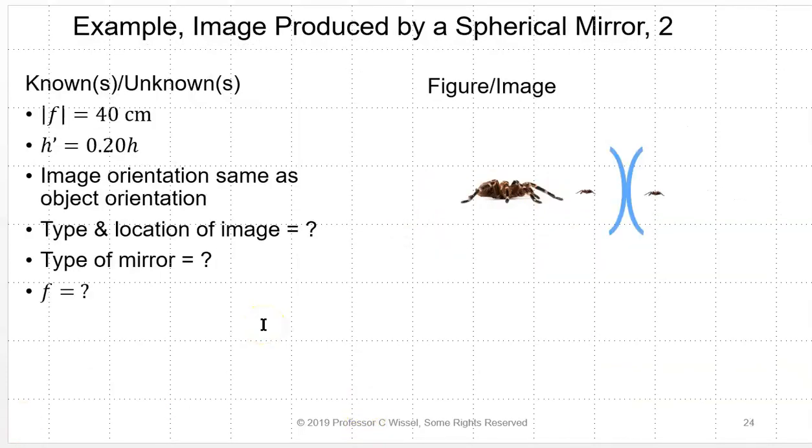So then we write down everything we know. We know the focal length is 40 centimeters. We're going to have to put a negative sign in front of that. We know that the image height is 20% of the height of the object. The image orientation is the same as the object. We need to know the type and location of the image, type of mirror, and what's the focal length. And of course, we drew this because we didn't know which type of mirror it is. Is it concave or convex?